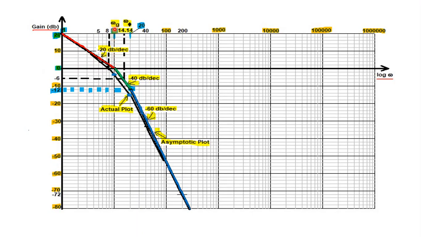Suppose we are interested to know the gain crossover frequency corresponding to the actual plot also, we can do it, it is closer to 8 radian per second. Anyway, it is left to the individual whether to take asymptotic or the actual based on the accuracy desired.